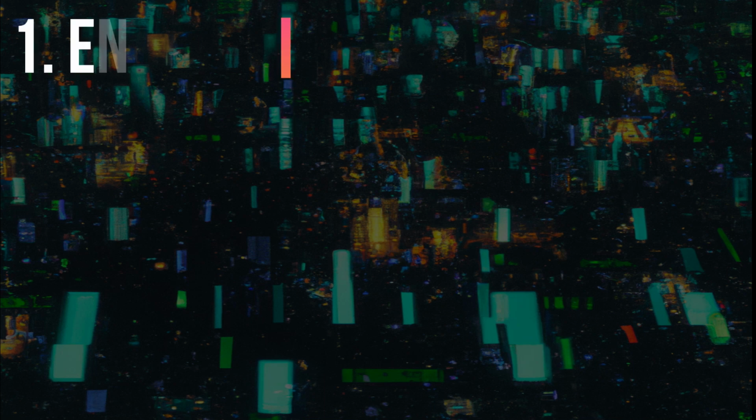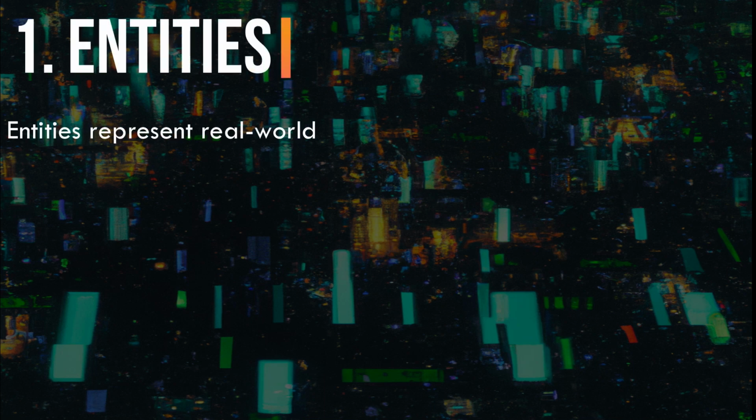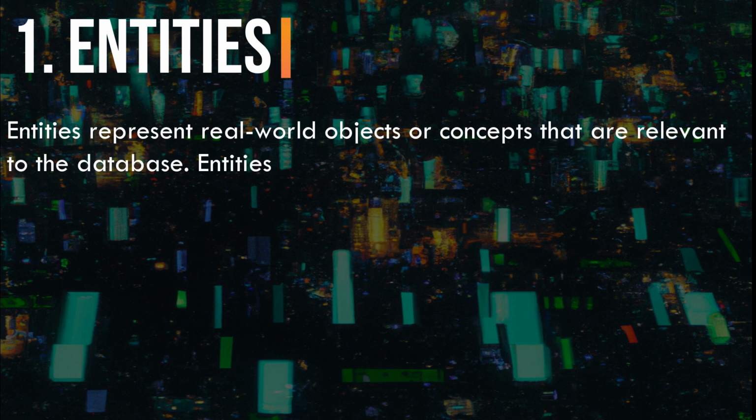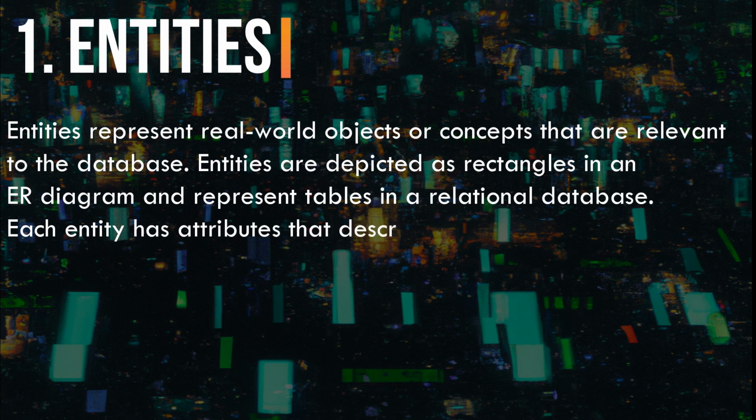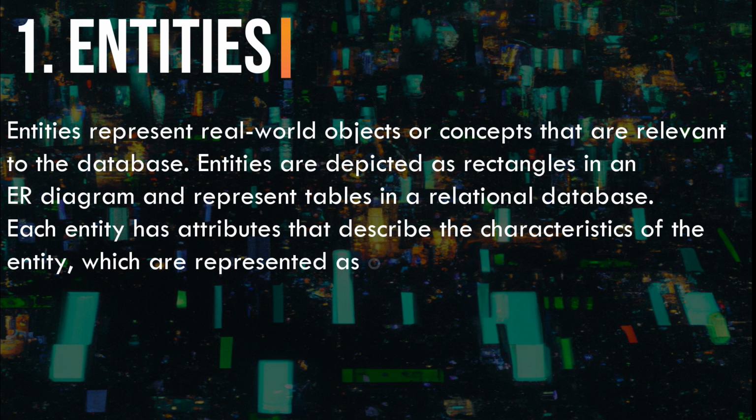1. Entities. Entities represent real-world objects or concepts that are relevant to the database. Entities are depicted as rectangles in an ER diagram and represent tables in a relational database. Each entity has attributes that describe the characteristics of the entity, which are represented as ovals or ellipses in an ER diagram.